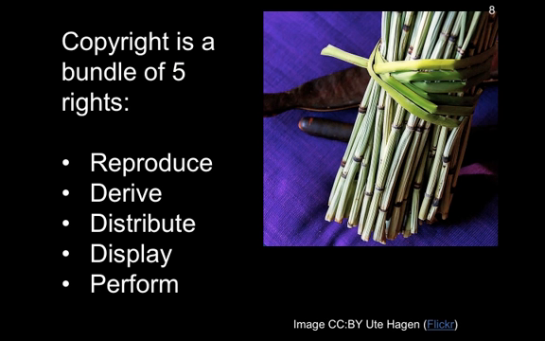Copyright is technically a bundle of 5 rights, and these 5 rights are controlled by the copyright owner. So the copyright owner can determine whether or not something is reproduced or copied, whether or not other people build upon it or create derivative works, and the distribution, such as distribution through different publishers or different print or other media channels. The copyright owner also controls the right to publicly display a work, such as in a museum, as well as the right to publicly perform a work, such as a stage play.